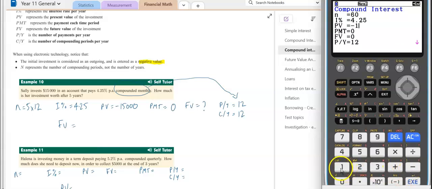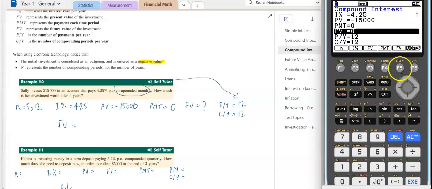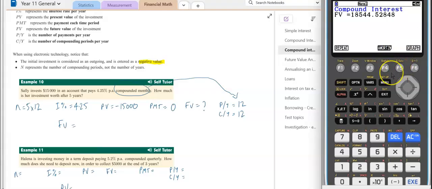Present value, so minus 15,000. PMT we can leave, future value we can leave. Now PY and CY by default are set to 12. So now we're being asked to solve for that future value here. So to do that, you just press the F5 key, which correlates with FV on the screen. So after 5 years, based on those parameters, the investment account will be worth $18,544, and we'll round that up to 53 cents. Okay, so that's that example.